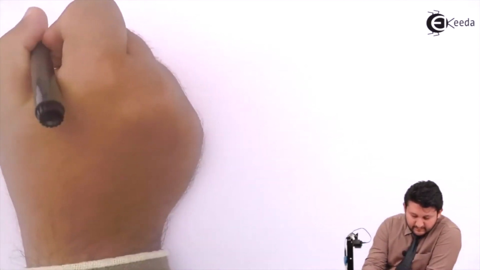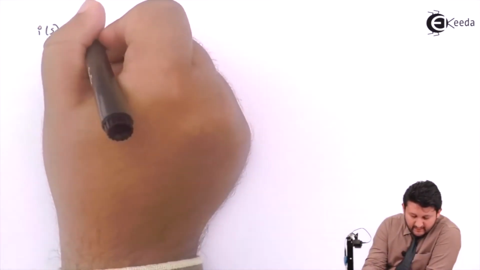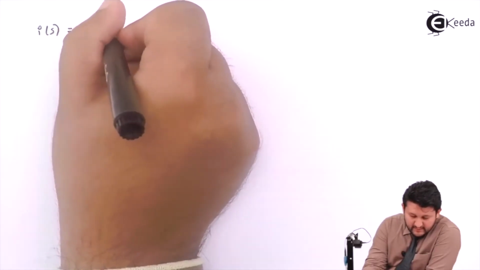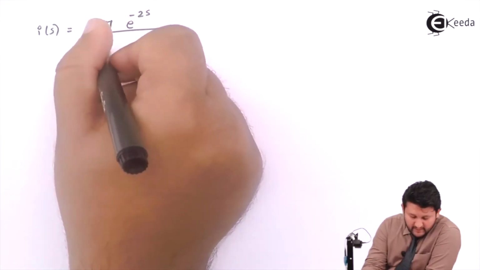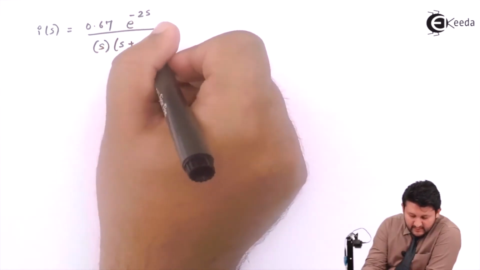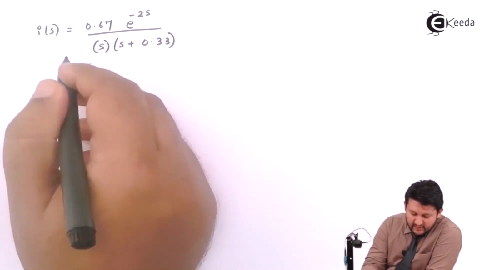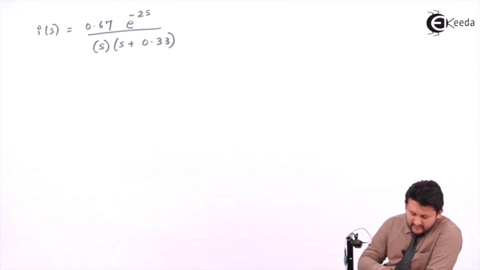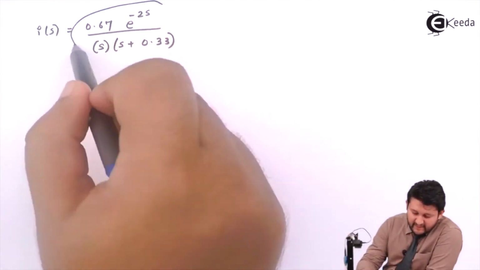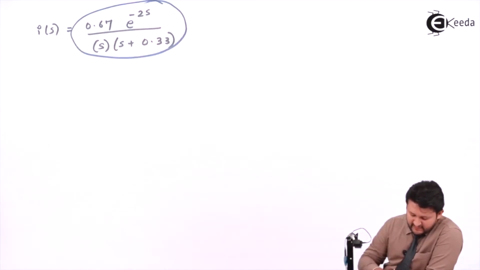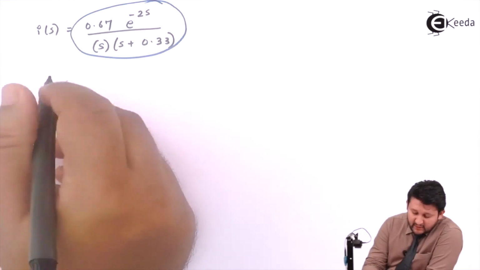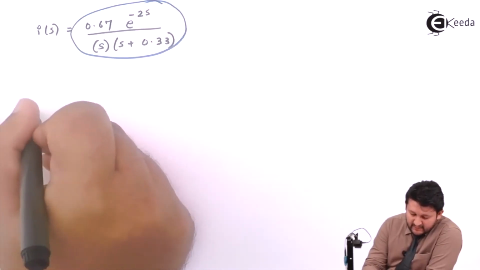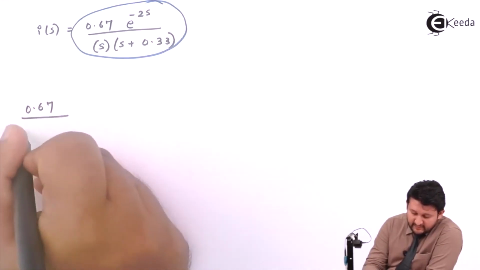So your I(s) will be equal to 0.67 e raised to minus 2s whole upon s into (s plus 0.33). So apply partial fractions for this so that we can apply the inverse for the equation. For partial fractions, you don't need to consider the exponential because you need that term to apply the inverse. So you will be applying partial fractions only to this term.